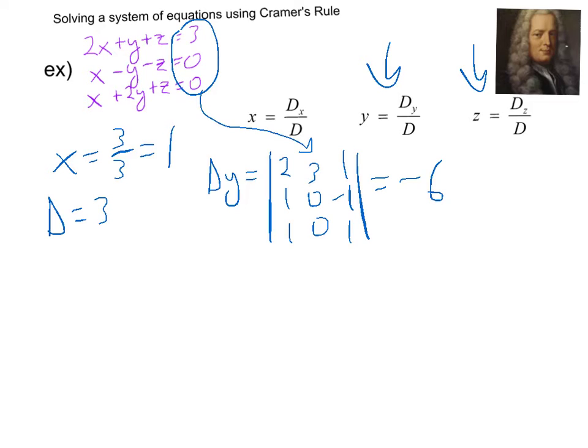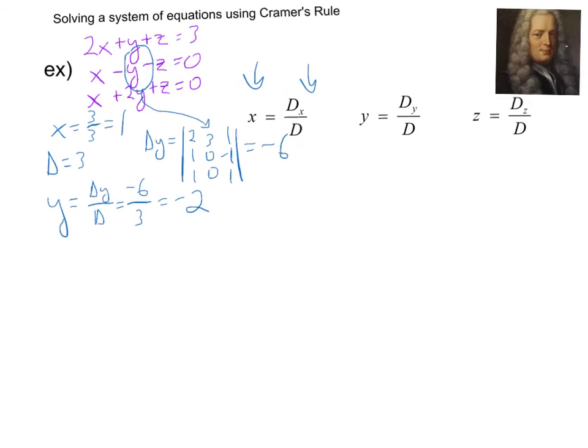All right, so now we can solve for y. Y equals d sub y over d. D we already found was 3. D sub y we just found out is negative 6. And when we simplify it, we get our y value is negative 2. So now we know x is 1 and y is negative 2. Okay, let's make this a little bit smaller and do the last one. Let's change that. How about orange?